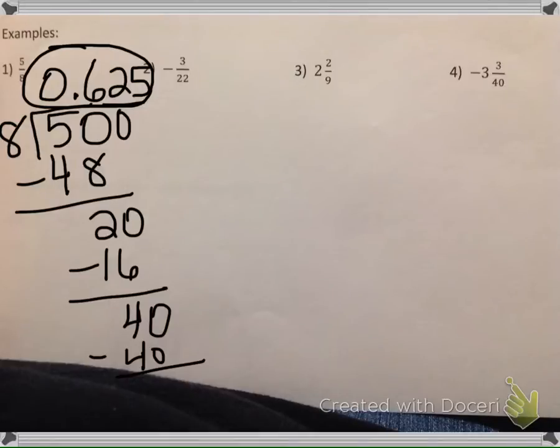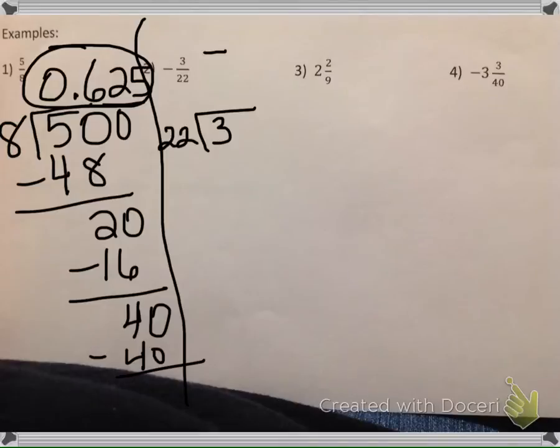Okay, number 2, we have 3 over 22, but we're going to figure it out by doing 3 divided by 22. Now notice I put that negative up there because that's where I'm going to put my answer, and I don't want to forget that it's a negative number. 22, 3 does not divide by 22. Add my 0, put in the decimal there.